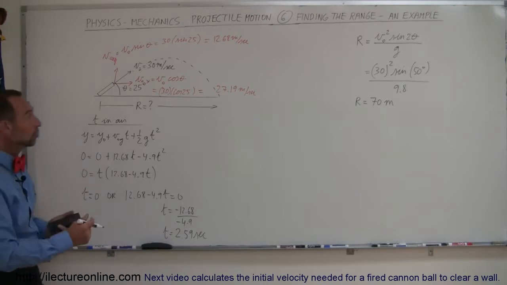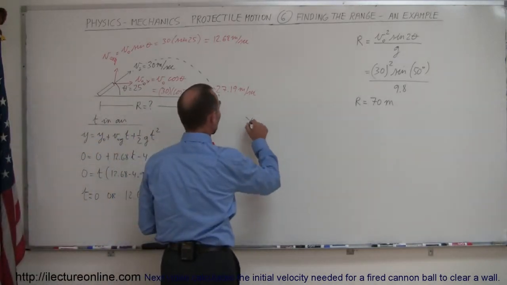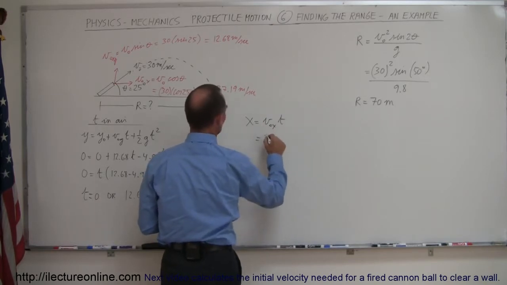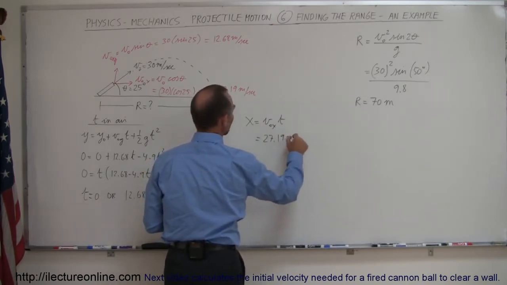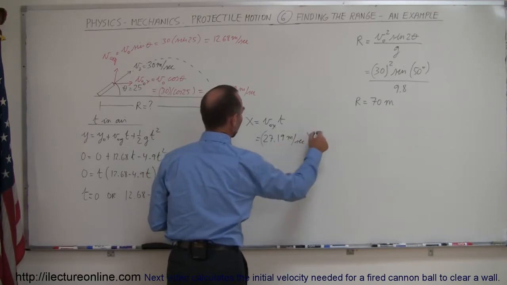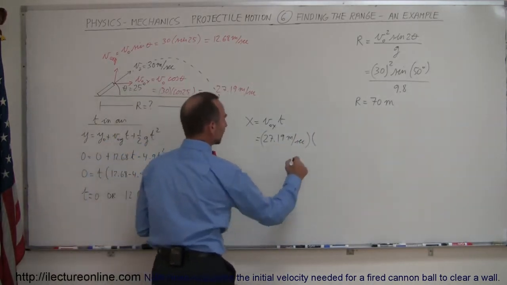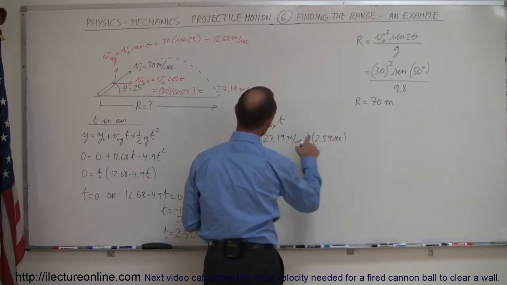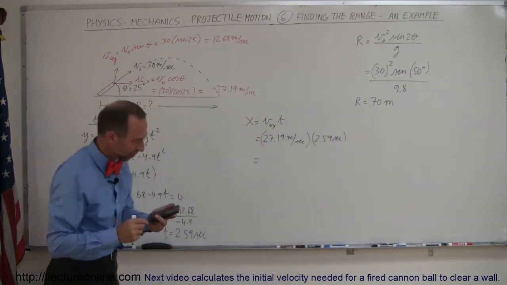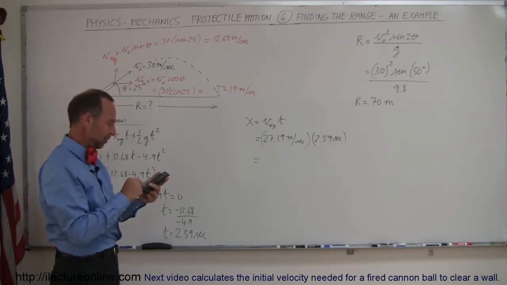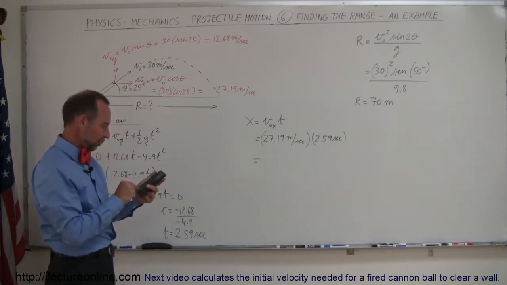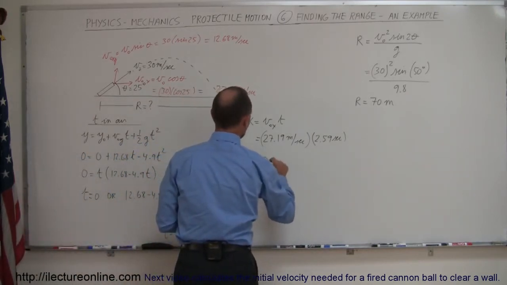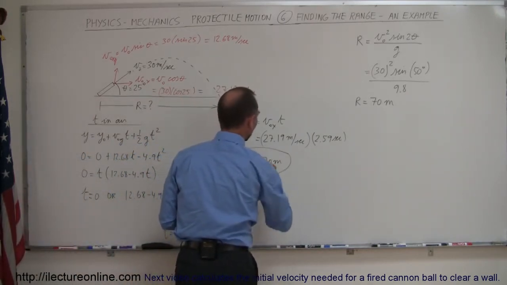Now we can find the range, because we know the range is x, which is equal to v initial in the x direction times time. The initial velocity in the x direction is 27.19 meters per second. Multiply times the time that we got here of 2.59 seconds. And hopefully we get the same answer that we got over there. So let's find out. So times 27.19 equals, and sure enough, again, we get 70 meters, which is the range of the projectile.